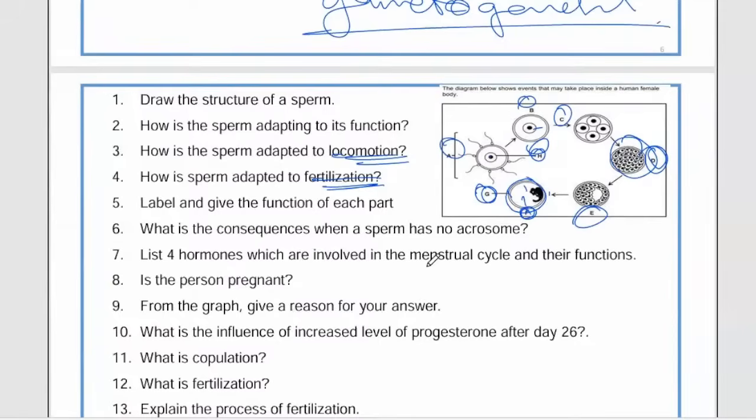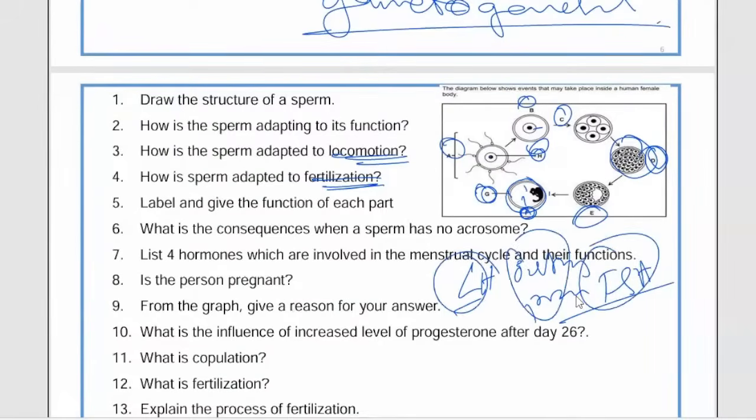List the 4 hormones which are involved in the menstrual cycle. We know these: LH, estrogen, progesterone, and FSH. All these hormones, you must know that LH and FSH are from the brain, and estrogen and progesterone are from the ovary.